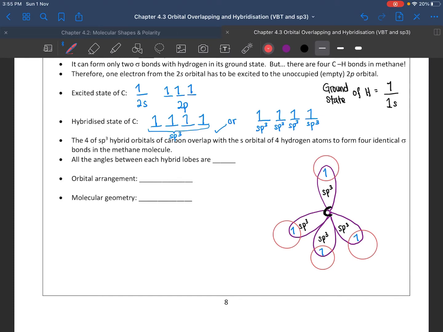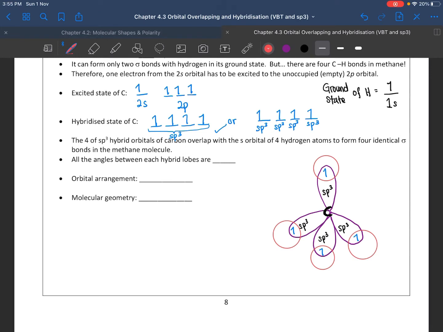Okay, so sebaiknya bulatan kamu tu sama size lah. Tapi kalau tak boleh sama size pun okay je. Tak ada masalah. Okay, jangan ketara sangat lah. Okay, and then yang bulat-bulat oren tu, itu adalah 1s orbital for hydrogen.